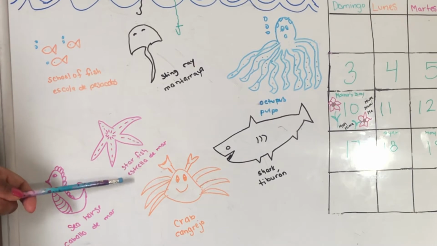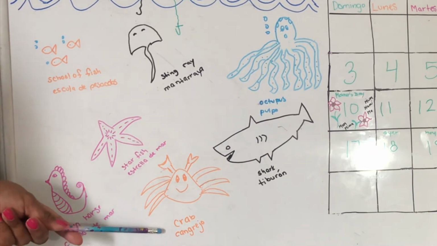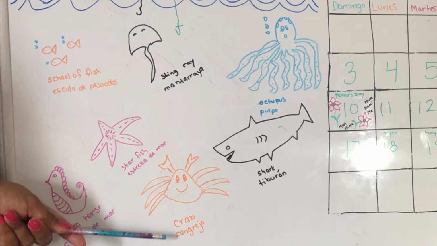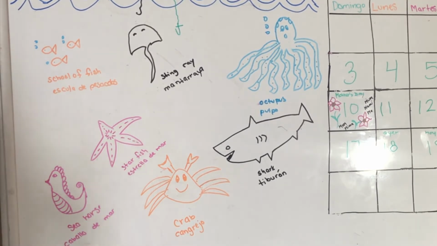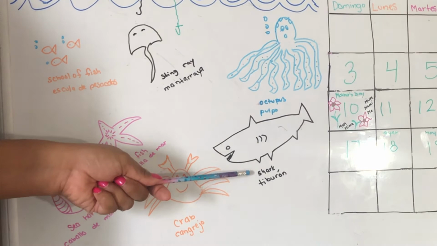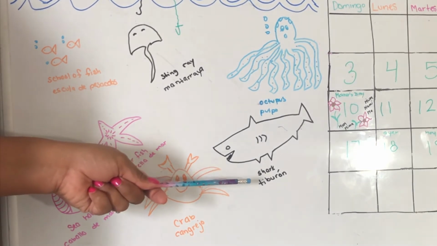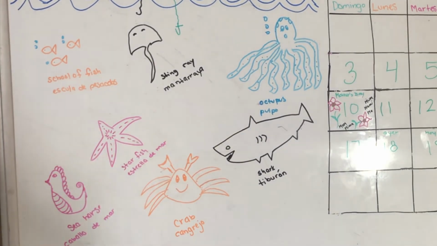Starfish in English, in Spanish, you say estrella de mar. Crab in English, in Spanish, you say cangrejo. Shark in English, in Spanish, you say tiburón. So let's go over it one more time. School of fish in English, in Spanish, you say escuela de pescado.